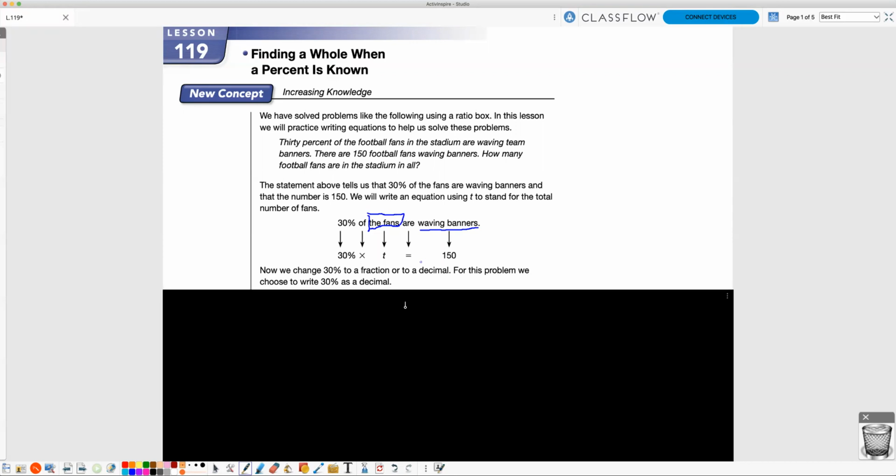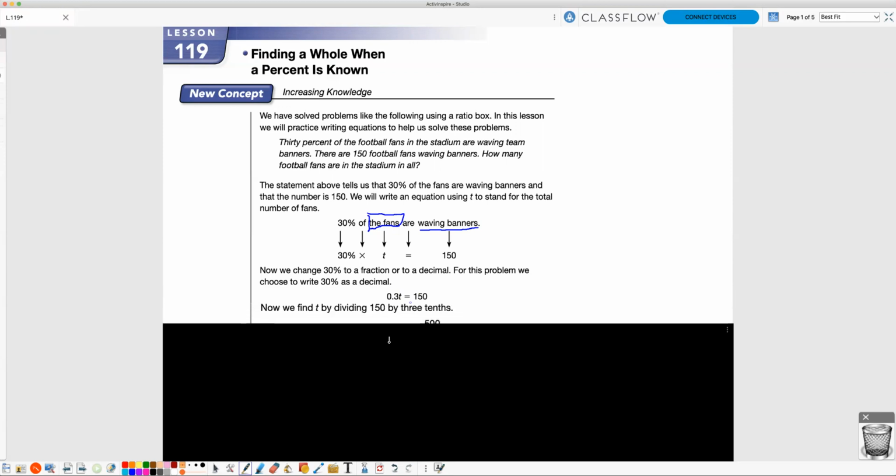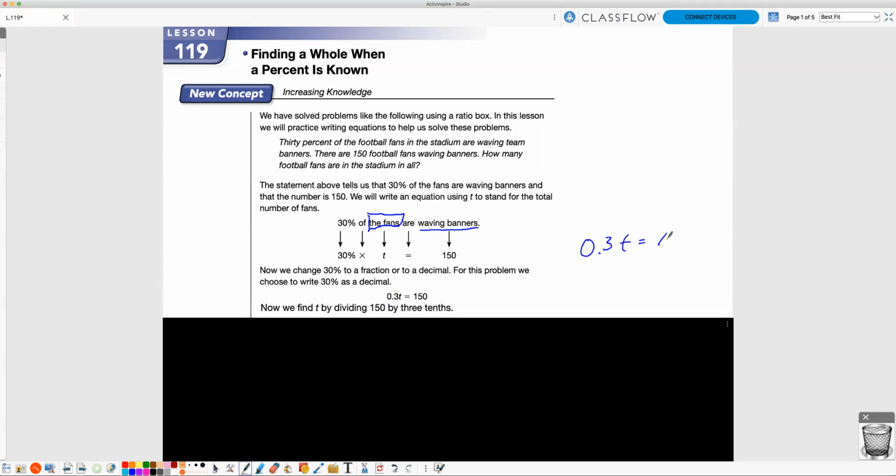Now we can change 30% to a fraction or to a decimal. For this problem, we choose to write 30% as a decimal. So if you have 30% as a decimal, it is 3/10 times T, which is simply 3/10 T. That means you're multiplying these two variables, equals 150. Now we find T by dividing 150 by 3/10, because if you had 3/10 times T equals 150, you can get T by itself by dividing by 3/10.